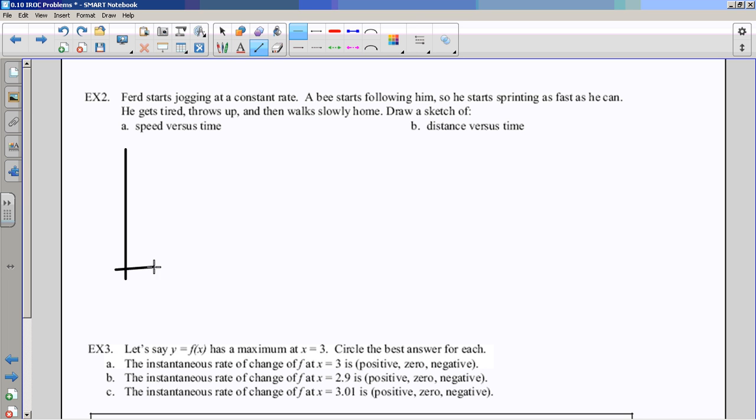So this is just a sketch. We've got no numbers, so your estimate is as good as mine. There would be some things that we want to make sure are consistent. Speed versus time. So speed goes on this axis, time down here. He's jogging at a constant rate. So constant rate, let's say he's jogging along here, right? The speed is constant.